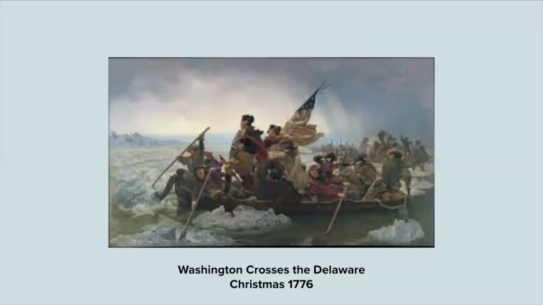Trenton's 1,400 Hessian defenders were groggy and underestimated the Patriot threat after months of decisive British victories throughout New York. Washington's men quickly overwhelmed the Germans' defenses, and by 9:30 in the morning, the town was surrounded. Although several hundred Hessians escaped, nearly 1,000 were captured at the cost of only four American lives.